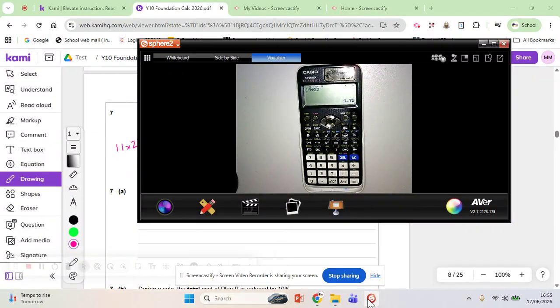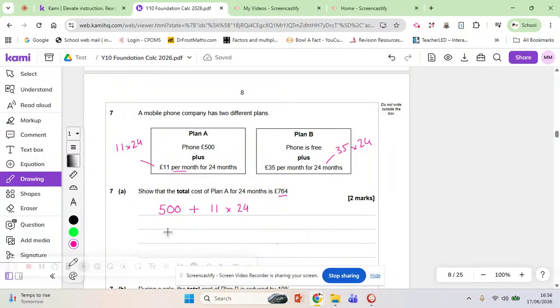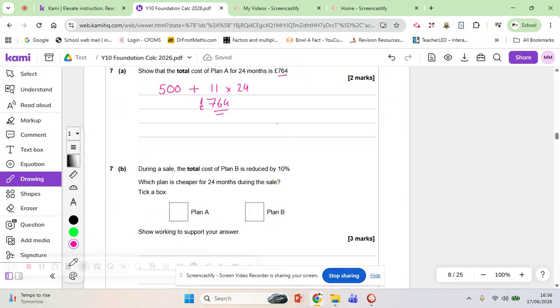So just to demonstrate that, we've got 500 plus 11 times 24, press equals, and we get 764. So we get the answer 764. Now obviously if you didn't get the answer 764, we've got to go back and see what we've done, and the common mistake would probably be saying 500 plus 11 is 511 times it by 24, and you don't get the answer. But in an exam, if they tell you what the answer is, it's not going to be wrong.